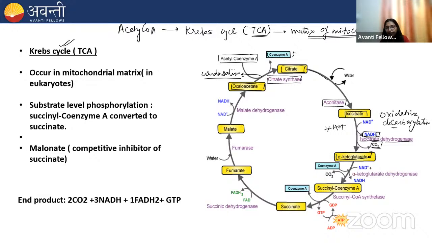Then alpha ketoglutarate is converted to succinyl-CoA. The enzyme involved is alpha ketoglutarate dehydrogenase. In this step also NADH is formed and CO2 is released. Okay, so this is also an oxidative decarboxylation step. Next one, succinyl-CoA is converted to succinate. And the enzyme involved is succinyl-CoA synthetase. This step is also known as substrate level phosphorylation.